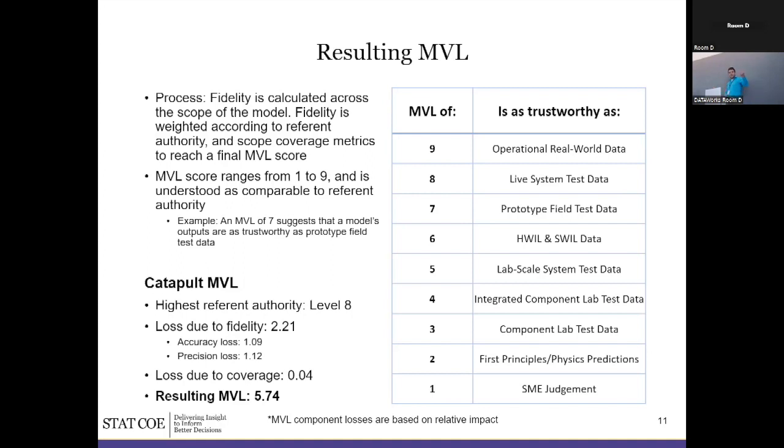So with our catapult example, again, we started at level 8 and decremented from there. We lost roughly a little bit more than 2 levels due to fidelity issues. Both our variability and our accuracy were lacking. Fortunately, we didn't lose a great deal to coverage issues. It gives us a resulting MVL of 5.74, and we'll talk about what that means on the next page.